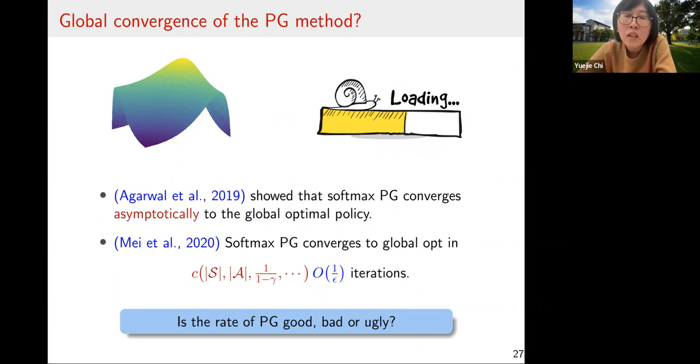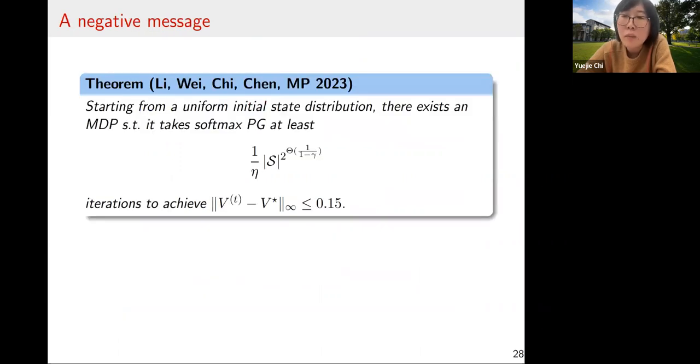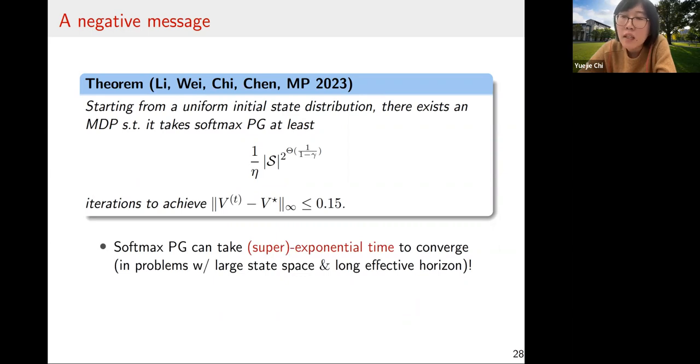And to answer this question, we try to think from a lower bound perspective. And we deliver this somewhat negative message for softmax policy gradient, that you can actually construct some sort of MDP where, even when you start from some kind of benign initial state distribution and assume exact gradient calculation, this algorithm may still take a number of iterations that scales as S to the power of the effective horizon, even to drive the error to some kind of constant level. So what this is suggesting is that even though the algorithm converges asymptotically, it can actually take super exponential time to converge. And this is especially problematic when the problem has a very large state space along with a long effective horizon.